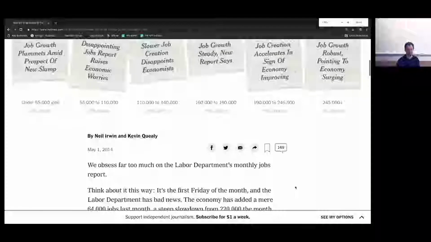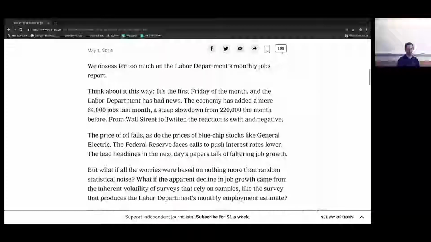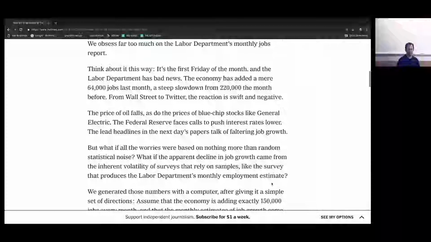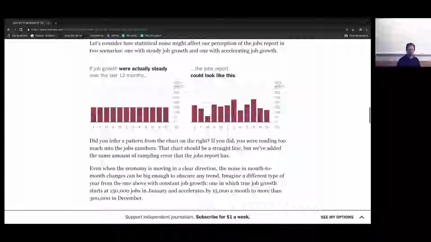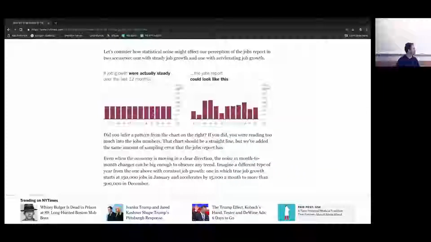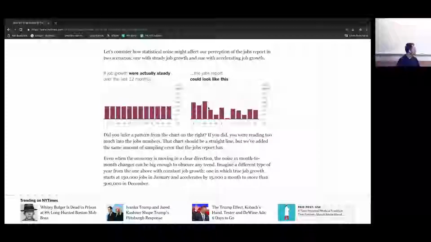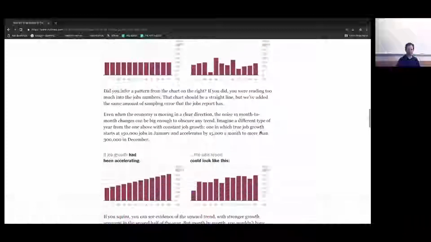This was one of my favorite pieces, which is basically making the argument that we almost always misinterpret this. The way they did this is very clever. They basically assumed that the job growth was flat for the whole year and then added in statistical noise to show you all of the different types of patterns that you might see, even though the job growth rate was actually steady. So where's the pause button?